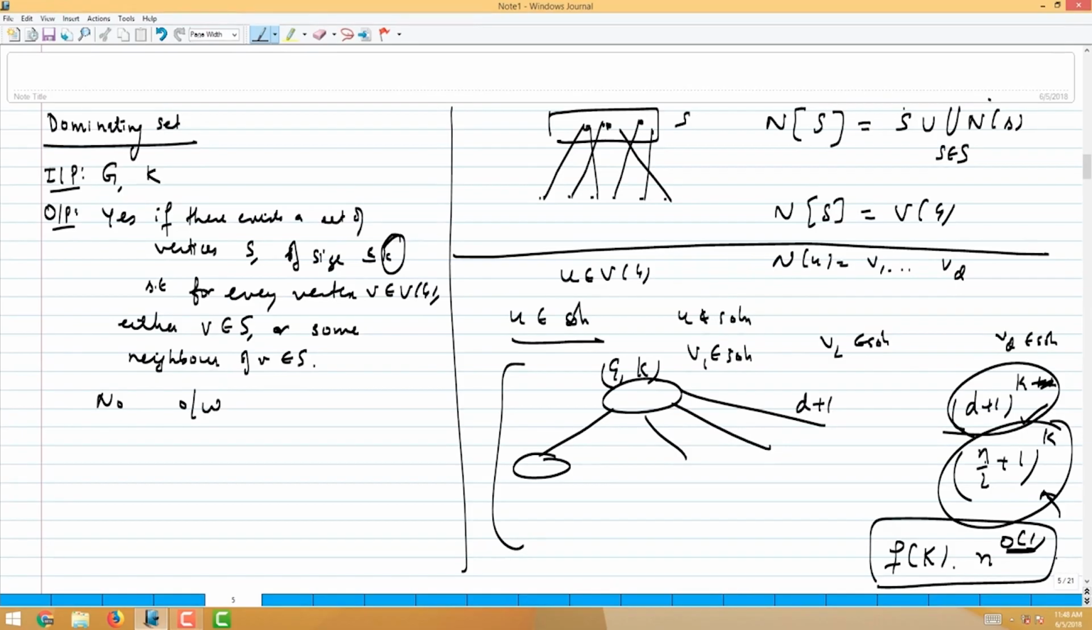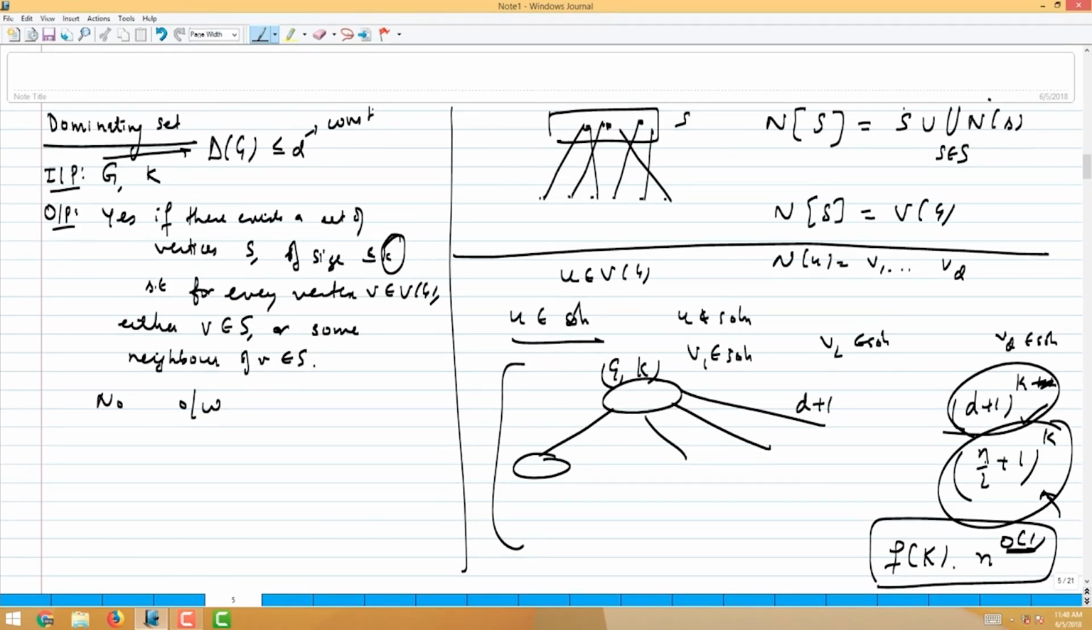But suppose to begin with, I started with a graph whose max degree, which this denotes, is at most D. Then can we do something, where D is some constant?